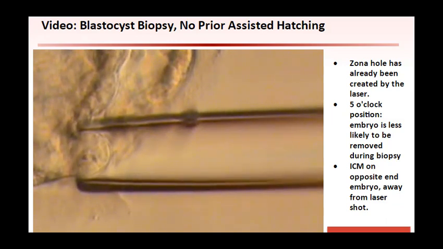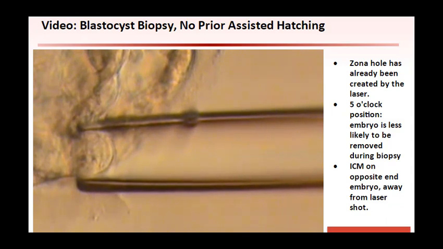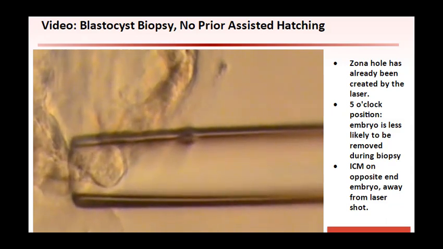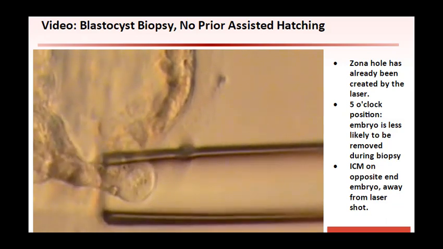The biopsy pipette is used to aspirate several trophectoderm cells through the zona opening. The laser is used to separate the cells from the trophectoderm. The biopsied cells are then released back into the drop containing the embryo.